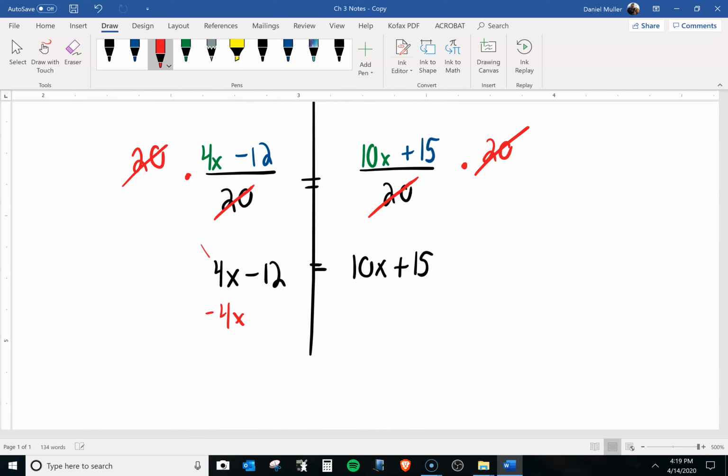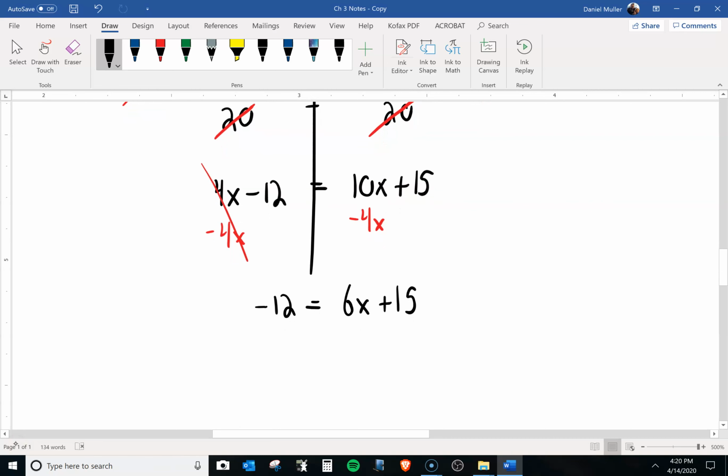4 minus 4 is 0, so that's gone. But I got to minus it on this side as well. On the left-hand side, you're left with a negative 12. On the right side, you have 10 minus 4 is 6, and then a 15. Once you move the smaller x, it's just backwards BEDMAS. So I see a plus 15, so I'm going to minus it. So I got to do addition, subtraction stuff first, so that's gone. And so just the 6x is on the right. On the left, I've got a 12 and a 15, which is 27, but it happens to be negative.